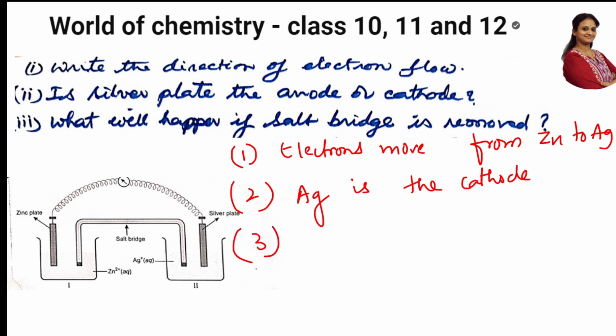What will happen if the salt bridge is removed? I'm removing the salt bridge. What will happen? The cell will stop functioning because the exchange of ions stops, since the salt bridge acts as a permeable membrane, right? There is no salt bridge, so there will be a mixture of ions from cathode and anode. The cell will stop functioning.